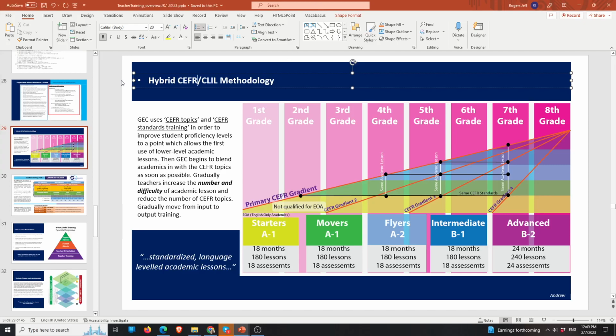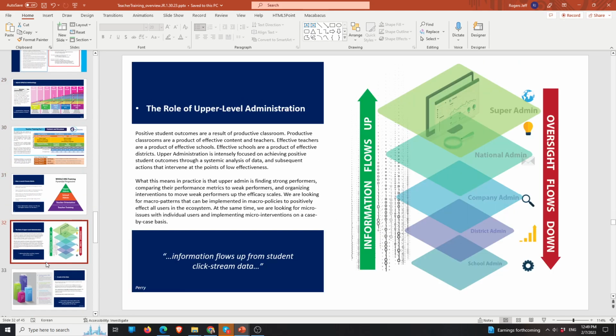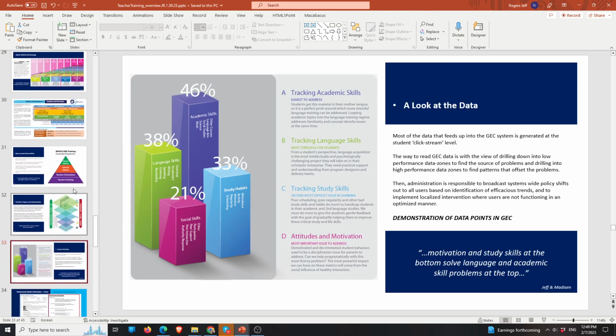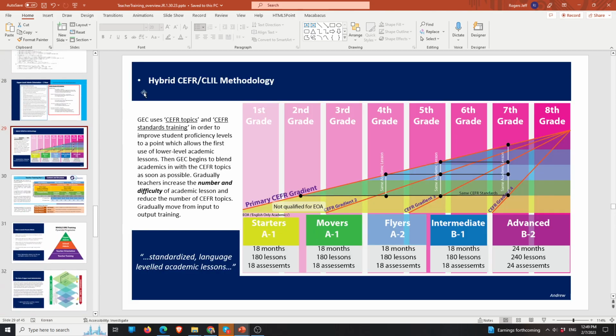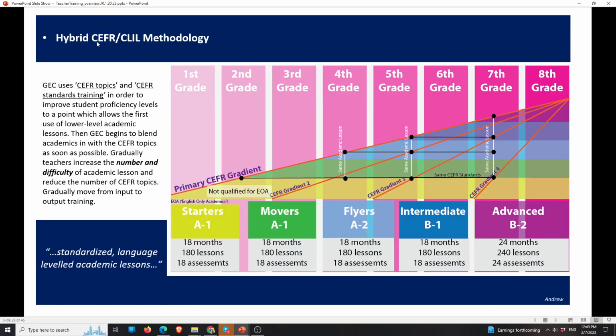So in this orientation, we're going to cover slides 29, 30, 31, 32, and 33. And the first one here is just the hybrid CEFR and CLIL methodology. CEFR is the Common European Framework of Reference for Languages.